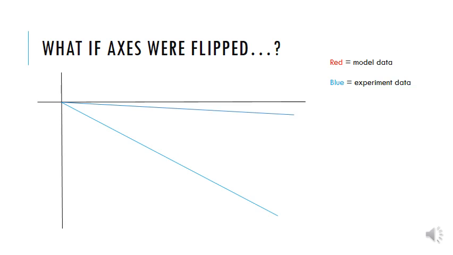In response to the what-if question, if the axes were flipped and the negative x direction became the positive x direction, and vice versa, the data would be in the same slope, just in the negative direction. Therefore, the slope would be downward.